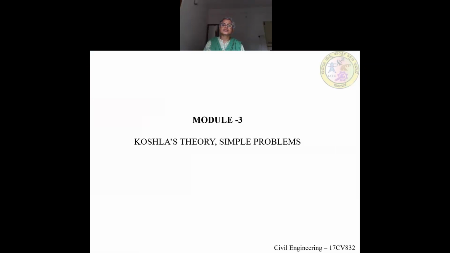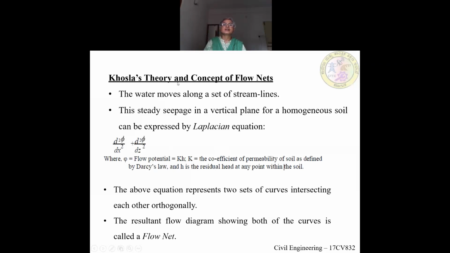In this session, we will take up Koshla's theory, and in the next session, we'll take up problems on Koshla's theory. In this theory, he has used the concept of flow nets, so water moves along a set of streamlines. I've already discussed what a flow net is when we discussed the earthen dam, and we calculated the seepage through an earthen dam using a flow net.